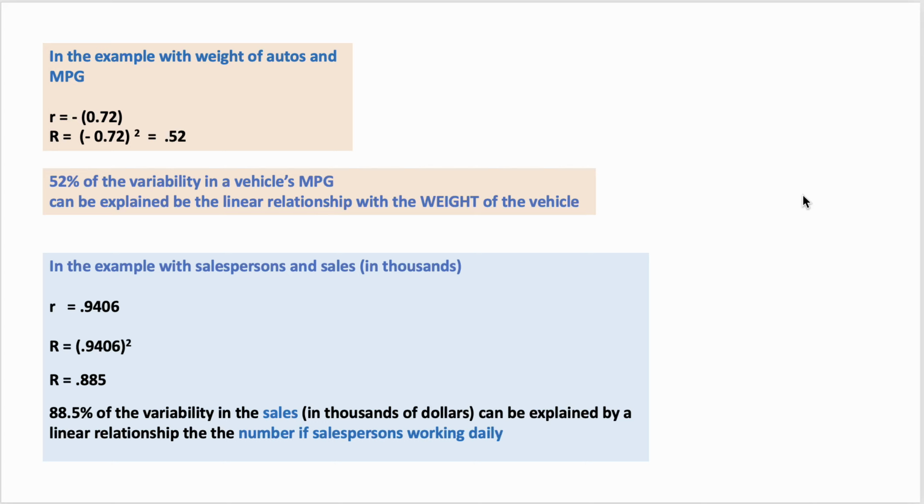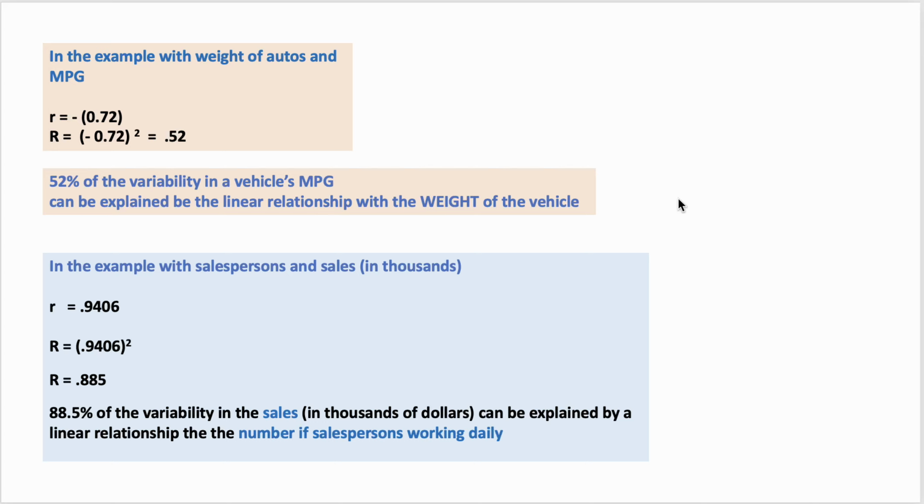In the example where the weight of a vehicle was used to predict miles per gallon, r was negative 0.72. So when you square that, squaring always makes something positive, you get 0.52. Okay, so what does that mean? It means 52% of the Y, 52% of what we're trying to predict, miles per gallon, can be explained by the linear relationship with the weight of the vehicle.